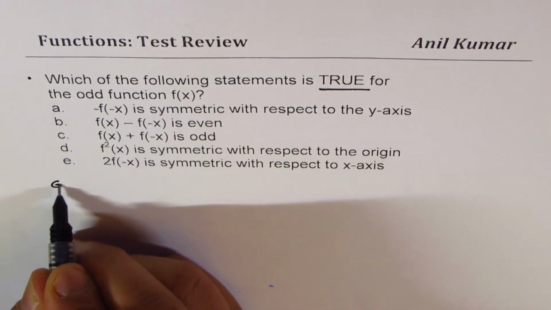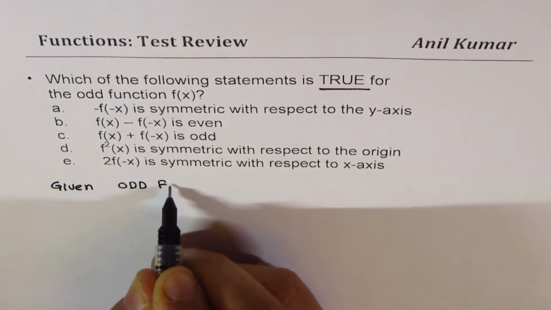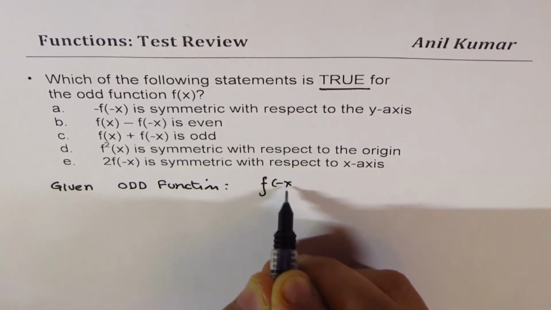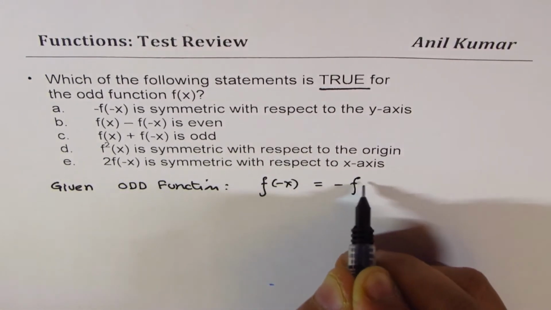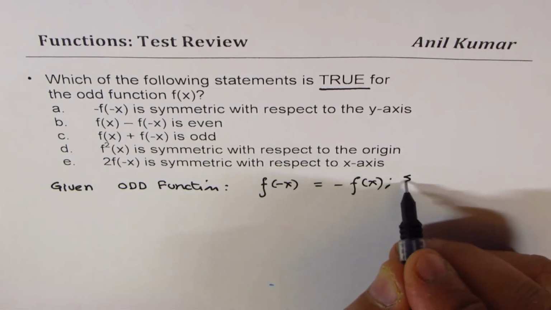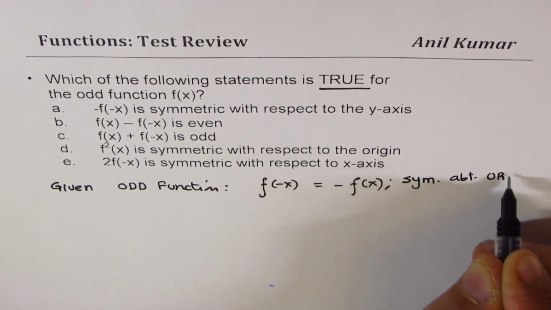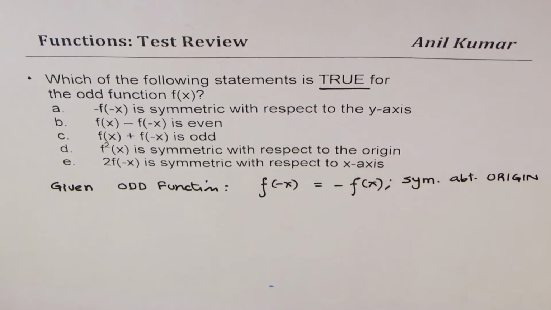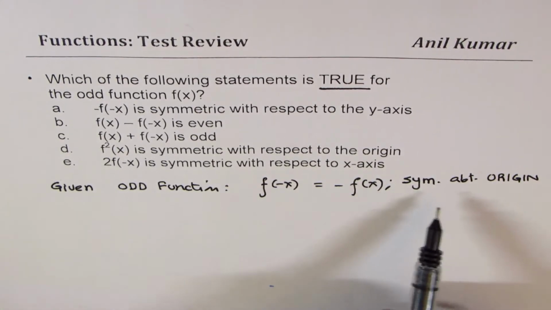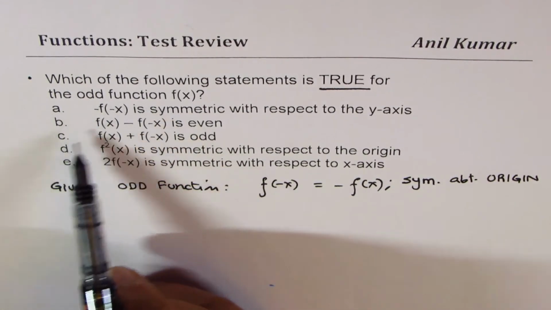So we are given an odd function. Remember that. That means f of minus x is equal to minus f of x. And it also means it is symmetric about the origin. Right? So that is important to understand. Symmetric about the origin. Now, with that in mind, let's read all this.